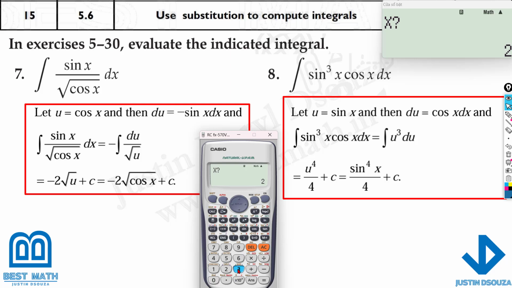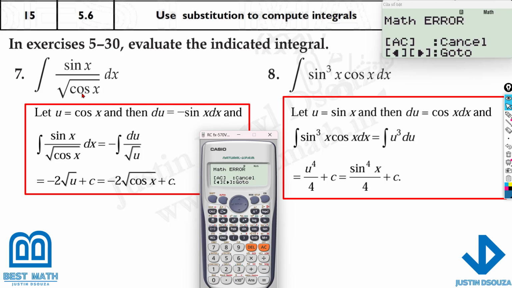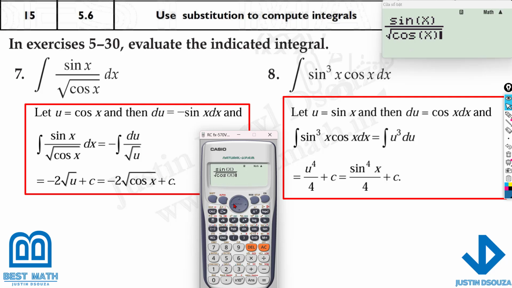Okay, let me try. 3 also will be a math error. Why? Because the domain is beyond, you will get an error. So how about 1? But I've told you not to take 1, so let us take 0.5. It should work with 0.5.